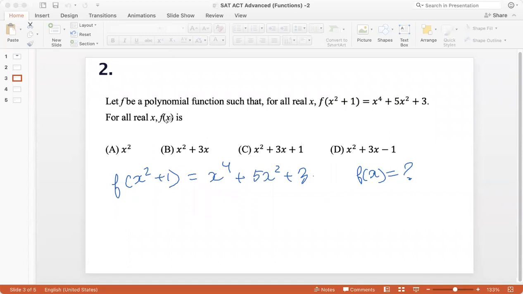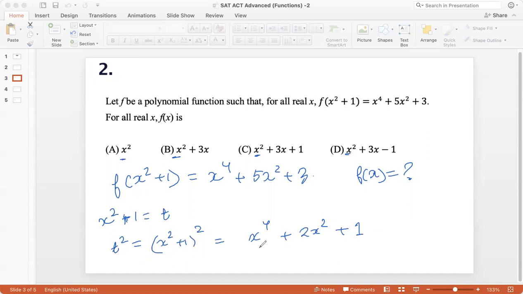So I notice that for f(x), every term has x squared. So I should try and work with the square of x^2 + 1 to see how I can get the right expression. So let x^2 + 1 be t. So t squared would be (x^2 + 1) the whole squared, which is x^4 + 2x^2 + 1. Using the formula, (a + b) whole square is a^2 + 2ab + b^2, right? So when I take the square of t, I get this expression.